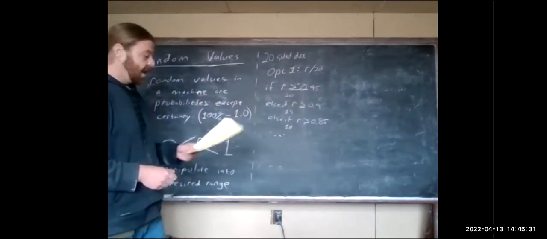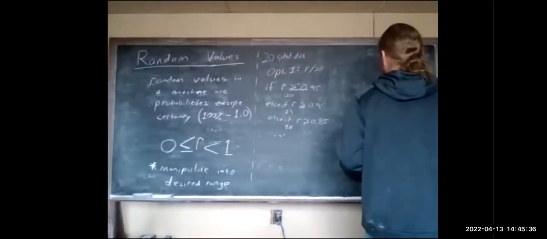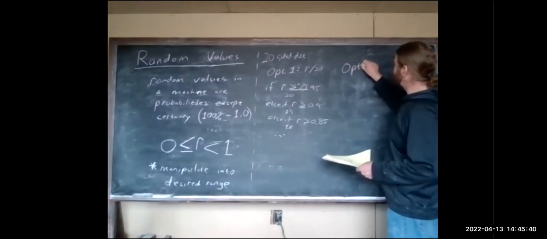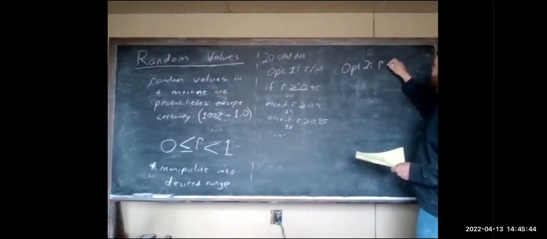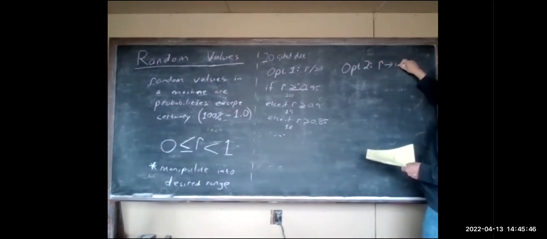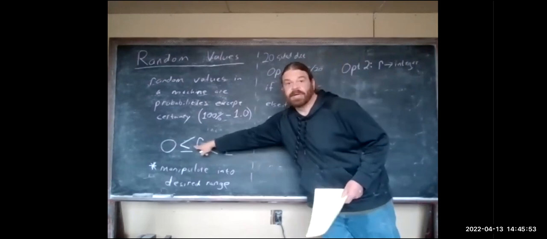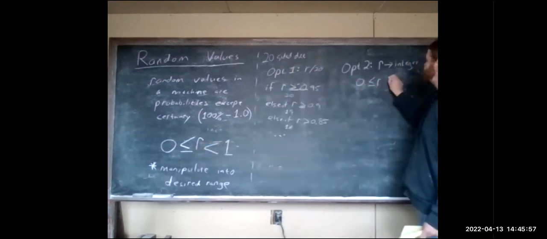And a lot of people find it a little bit easier to turn that into an integer to work with. So option 2 is we take that random number and turn that into an integer just by doing a little bit of math on it. So we have this range 0 to 1. So R is between 0 and 1.